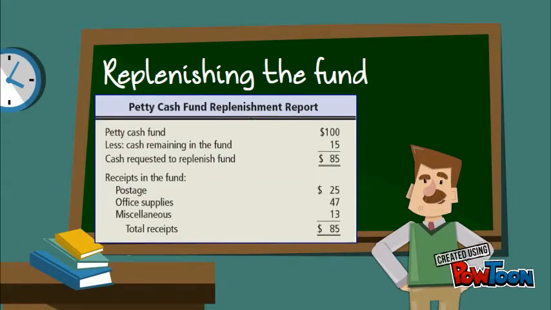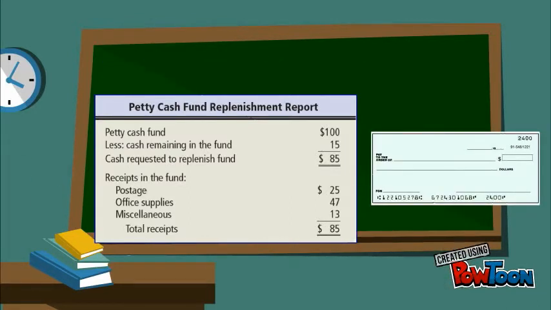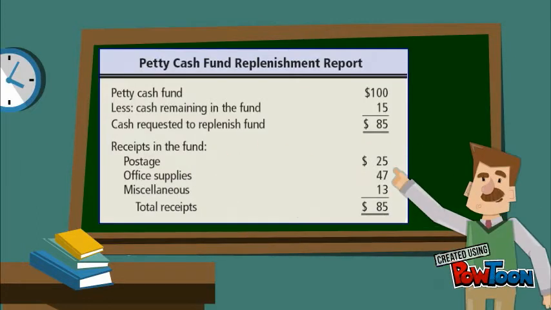As payments are made using the cash from the fund, it will eventually need to be replenished. This is done by counting the expenses from the receipts and the amount of remaining cash in the fund. Then the company cashes a check for the amount needed to bring the fund back to its original balance. At this point, total expenses from receipts should equate to the amount required to replenish the fund.